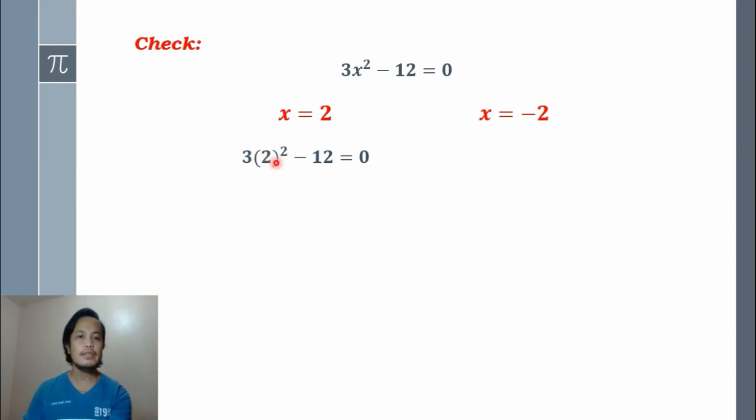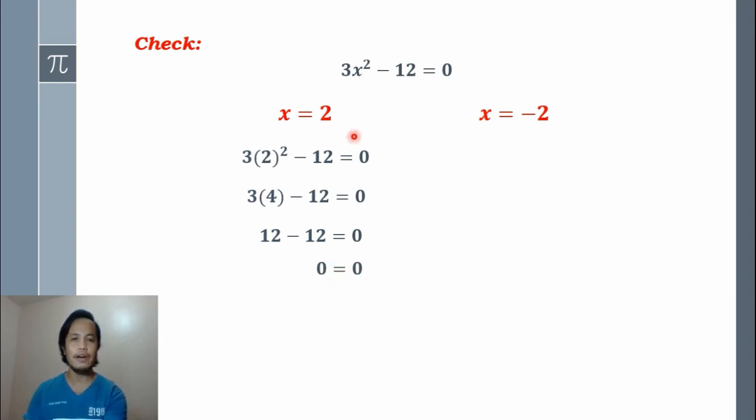Then we square this part here, which is 2 squared. So that gives us 4. 3 times 4 is 12. Minus 12 is, of course, 0. So therefore, we got a balanced equation for the first value.